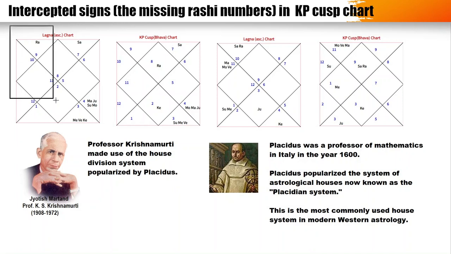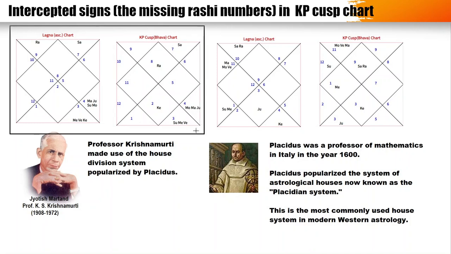One is the normal one that you usually find, where you will not see any number missing. If you look at the Lagna chart, you have the Scorpio ascendant and then you have 8, 9, 10, 11, 12, 1, 2, 3, 4, 5, 6, 7. And in the KP cusp or the Bhav chart, you will find the same numbers 8, 9, 10, 11, 12, 1, 2, 3, 4, and so on. Right? But look at the second example.